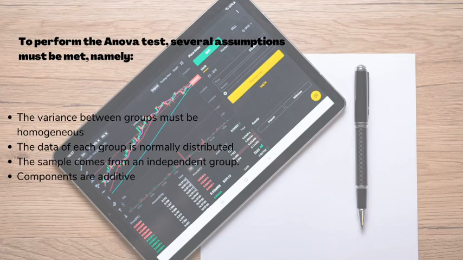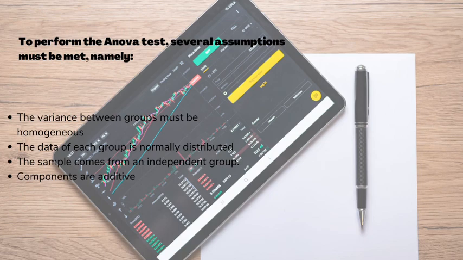Next, to perform the ANOVA test, several assumptions must be met, namely, first, the variance between groups must be homogeneous. Second, the data of each group is normally distributed. Third, the sample comes from an independent group. And fourth, components are additive. The first assumption must be met when sampling is carried out randomly on several or more than two independent groups, where the value in one group doesn't depend on the value in the other group.